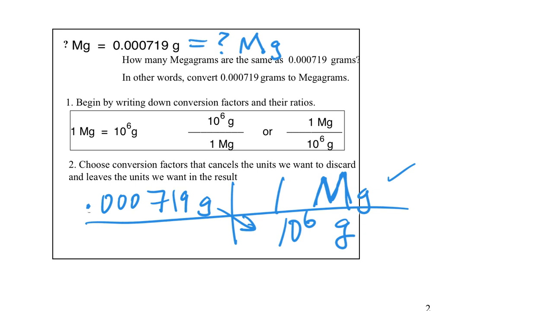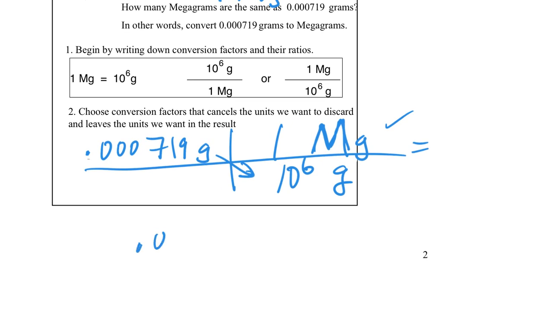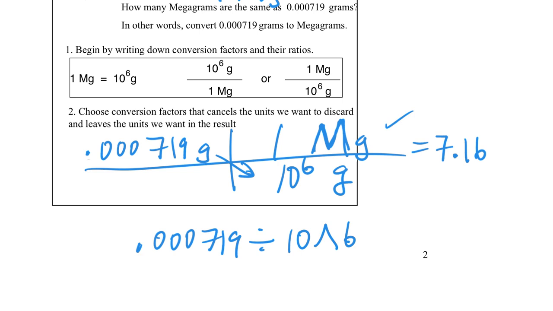So this would be, take your calculator out and do 0.000719. You don't have to write this. Divided by 10 caret 6. It comes out to be this number, 7.19 times 10 to the negative 10 megagrams. Okay, it's a very small number.